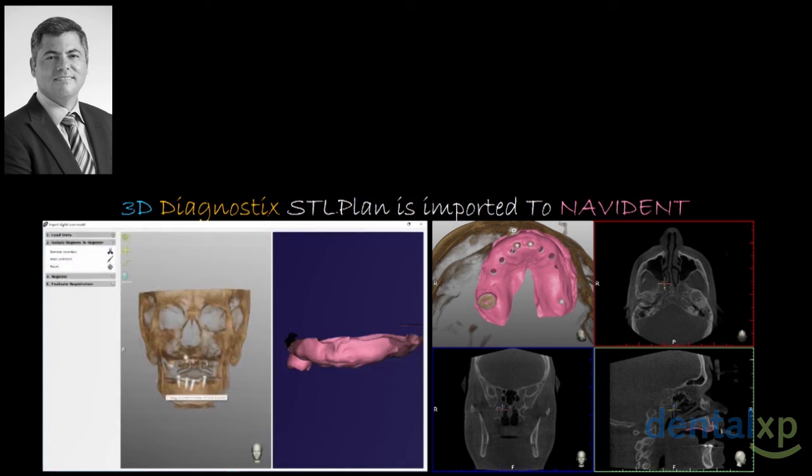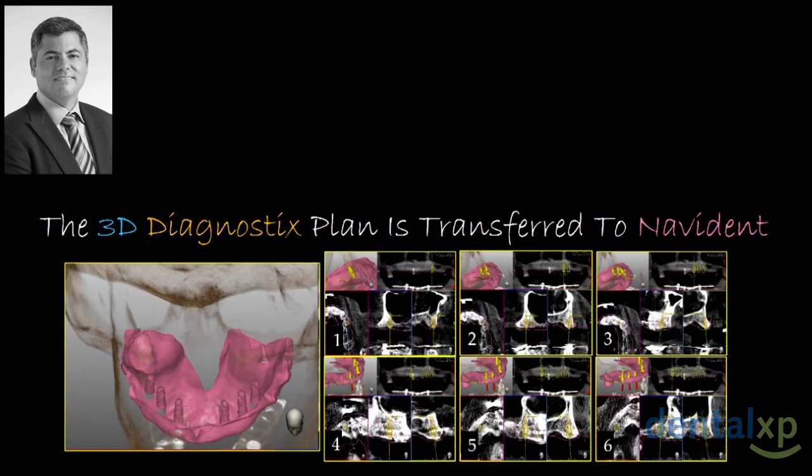So now, we have imported this image into the Navident, and remember that we had planned these implants, and what we're going to do now is a correlation. We're going to take the Navident device, and we're going to put the implants exactly in the same position that we're seeing here. And this is what we see.